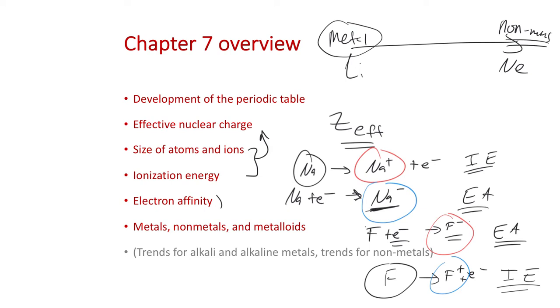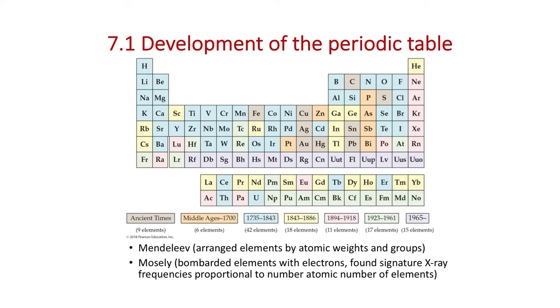We'll talk about metals, nonmetals, metalloids to wrap up the chapter. We are only covering sections 7.1 to 7.6. Sections 7.7 to 7.8 are being skipped in our coverage in 1210.